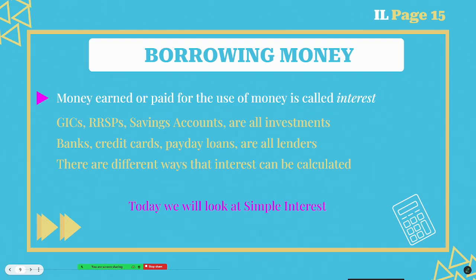Typical ways of lending money to the bank include GICs, RRSPs, and savings accounts. These are all investments. These are things that you put your money into that the bank is going to pay you interest on. Now, banks, credit cards, and payday loans are all lenders. And there are different ways that interest can be calculated. Today's lesson looks solely at simple interest.